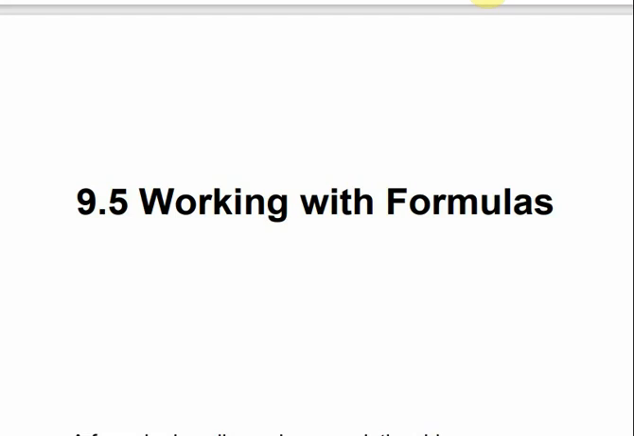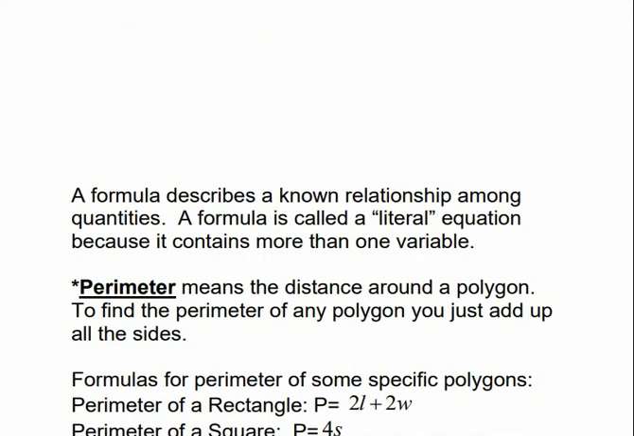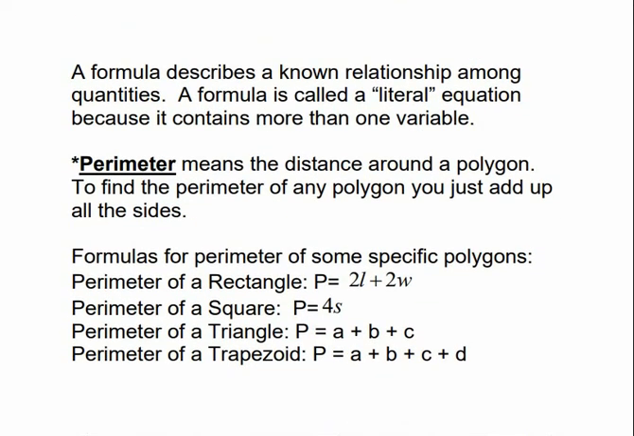9.5, Working with Formulas. Today we're going to talk about working with formulas, and a formula describes a known relationship among quantities. A formula is called a literal equation because it contains more than one variable. When we have an equation that contains more than one variable, we can't solve it as it is. We can't figure out what the variables represent unless we only have one variable.